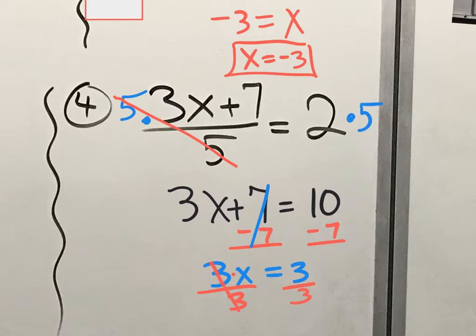that cancels. And over here it cancels, but what does it really equal? It equals 1. 3 divided by 3 equals 1, so x equals 1 is my final answer for number 4. And of course, if you wanted to check it, you could always take that 1 and plug it back in here and say 3 times 1 is 3, 3 plus 7 is 10, 10 divided by 5 is 2, and you've double checked it, you know you have the right answer.